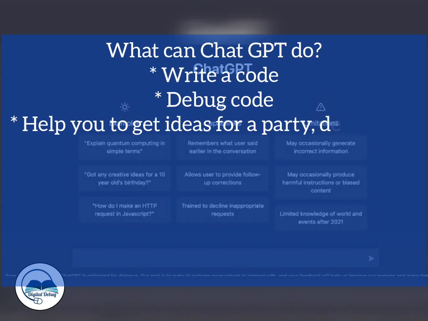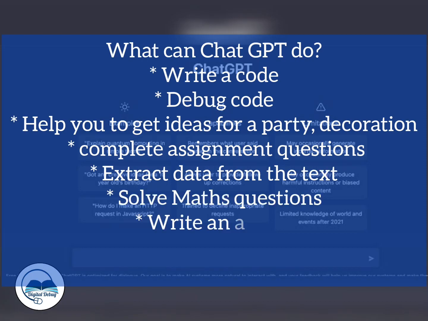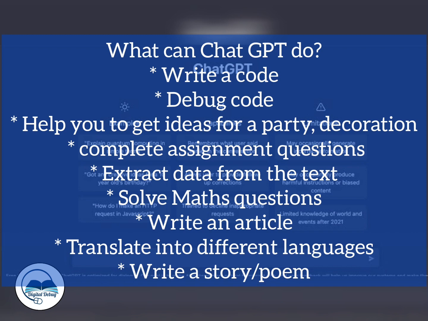What can ChatGPT do? It can write code, debug code, help you get ideas for party decoration, complete assignment questions, extract data from text, solve math questions, write an article, translate into different languages, and write a story or poem.